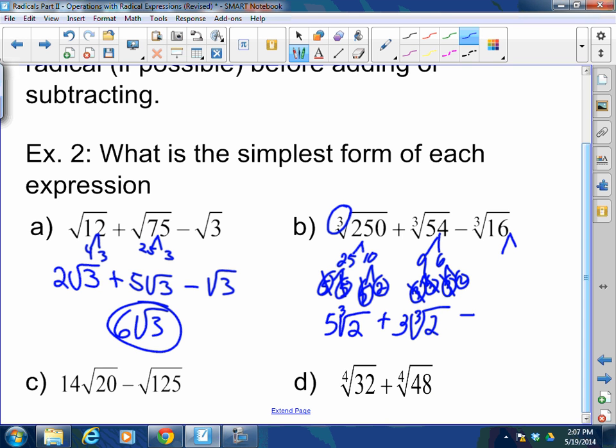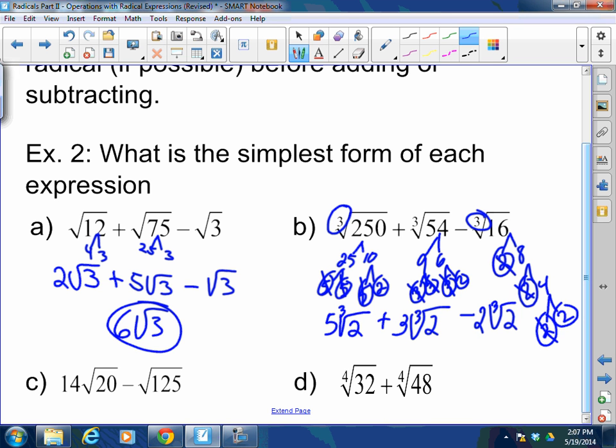And then minus 16. You got 2 and 8. 2 and 4. You could have done 4 and 4 if you wanted to. 2 and 2. It's going to break down to the same primes. So I've got 1, 2, 3 2's and a cube root of 2 left over. Yes, sir. Okay, 4 and 4 would be awesome if it was a square root, but it's a cube root. So now you're looking for sets of 3.